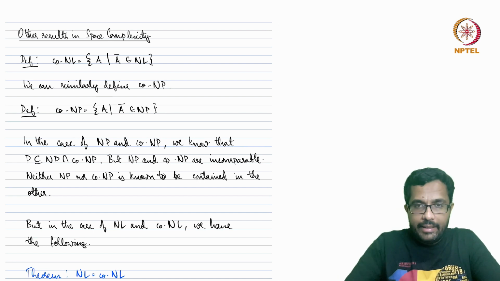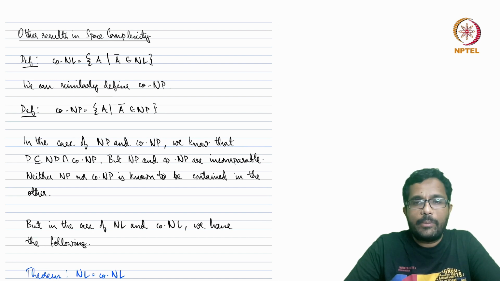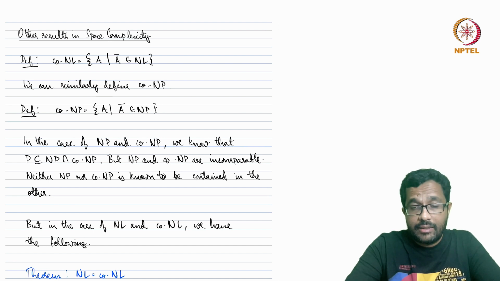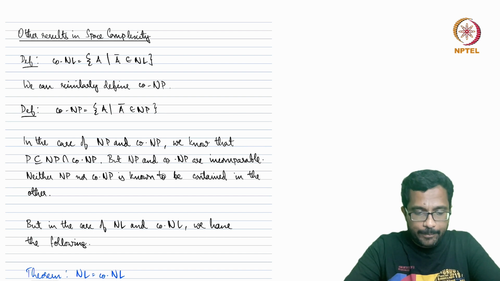Right. In this week 12, we have been seeing various aspects of space complexity. First, we defined space complexity. We saw the relation and connection between space complexity measures and time complexity measures. Then we saw NL completeness. Then we saw Savitch's theorem in the previous lecture.